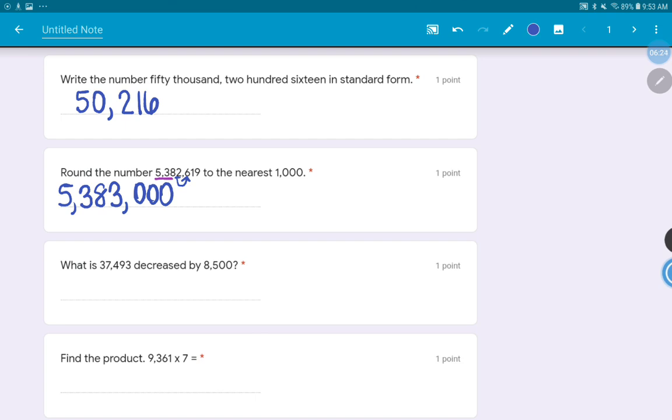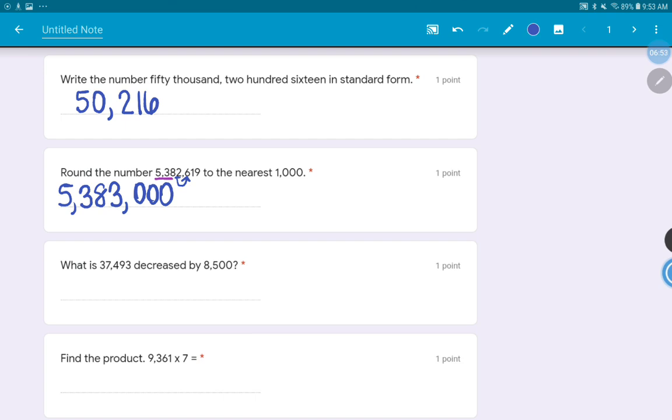All right. Next question says, what is 37,493 decreased by 8,500? What does decreased mean? What does it mean, Harper? To go down. To go down, yeah. Yesterday we had increase, which meant go up. Today our question asks us about decreasing, which means to go down.